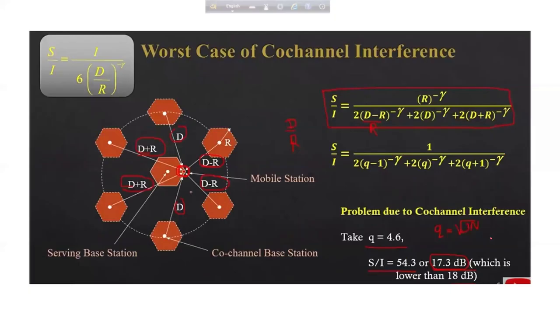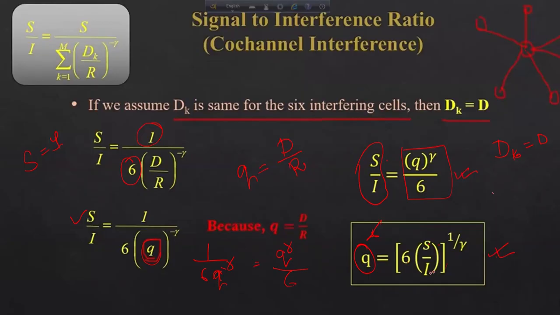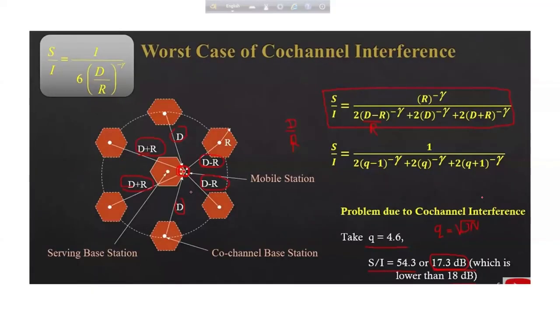Okay. Now, the worst case of co-channel interference. So this is the best case of co-channel interference, when the co-channel interference is minimal. Now, what is the worst case of co-channel interference? It is when my mobile station is at the edge of the cell. So this is the worst case. Okay. So when my mobile station or mobile user is at the edge of the cell.